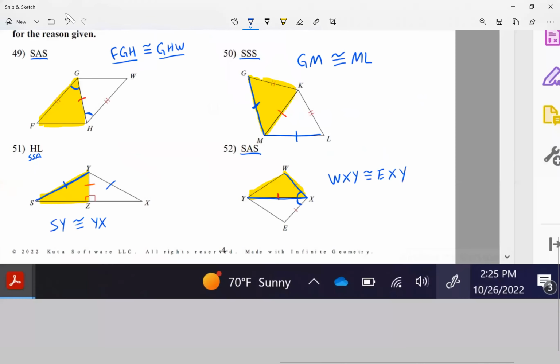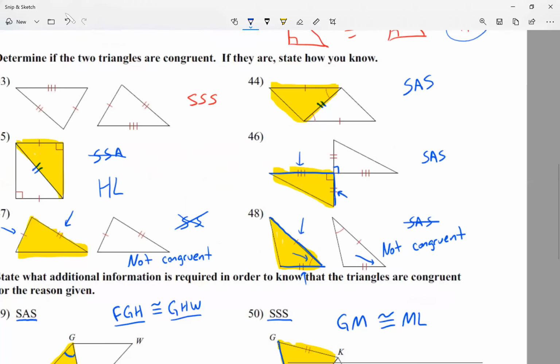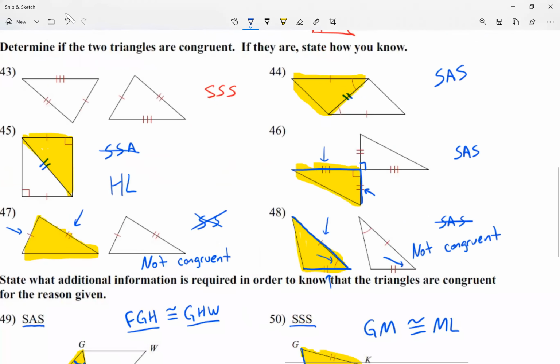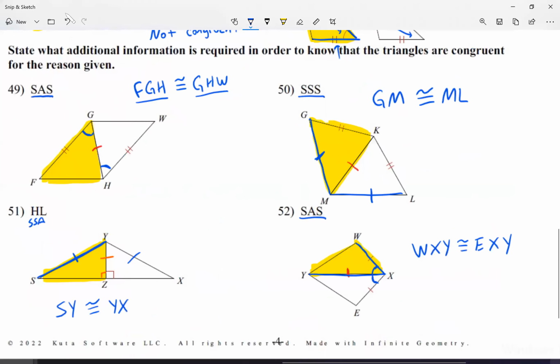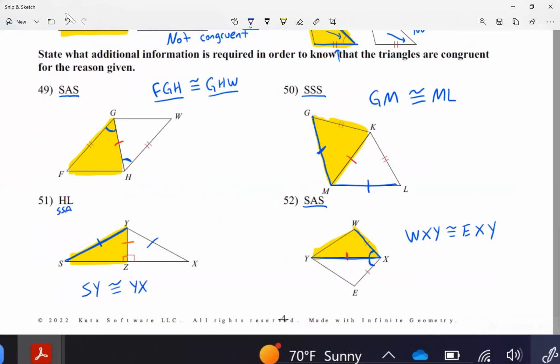So for the first part of the homework, I'm going to ask you to complete it. And for today, we only know three rules: side side side, side angle side, and HL, or not congruent. For the first part, just tell me they are congruent. For the second part, I want them to be congruent, but I'm missing one mark. What am I missing?